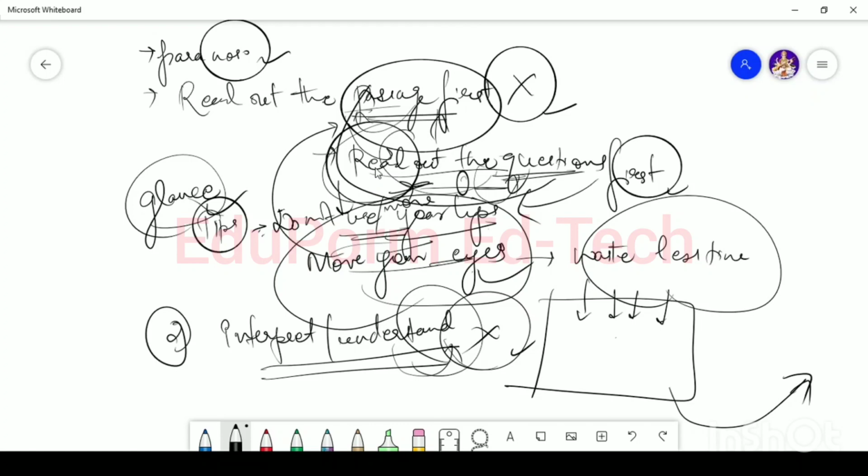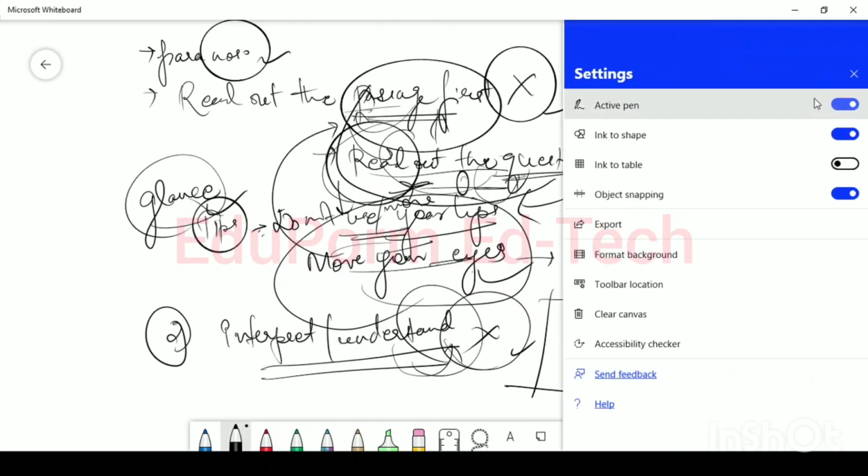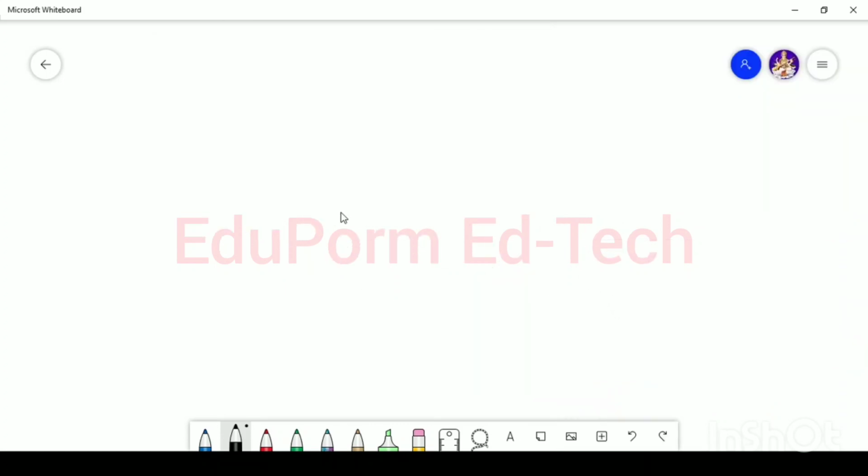Now let's talk about the third point. As I already emphasized, I have already repeated the point that the time factor is very important. You have to save time for other sections. So focus on solving the questions.